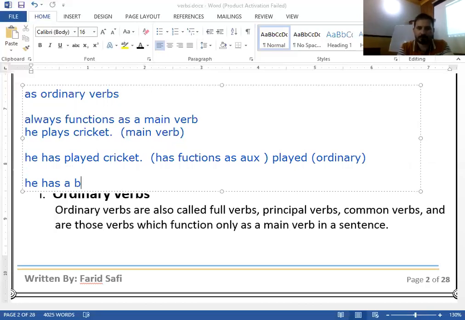He has a book. Now, the verb here is has, and its function is main verb. It functions as a main verb. Excellent. But in the other sentence, it is a helping verb. It means auxiliary verbs have two functions. It can function as a helping verb and it can also function as a main verb.